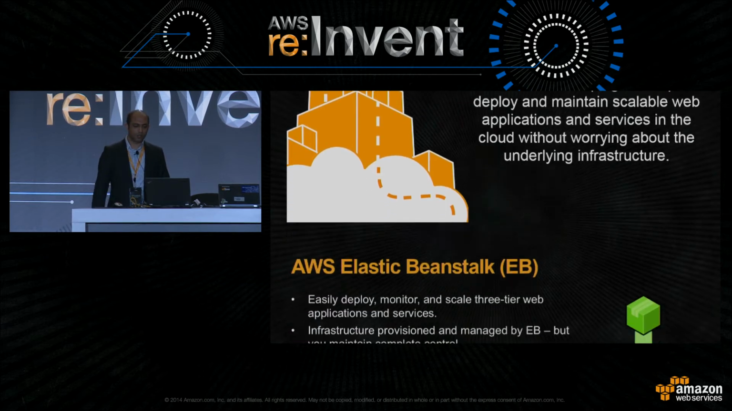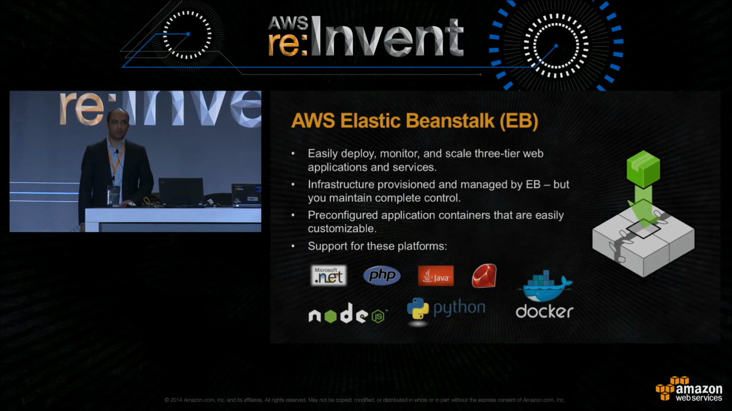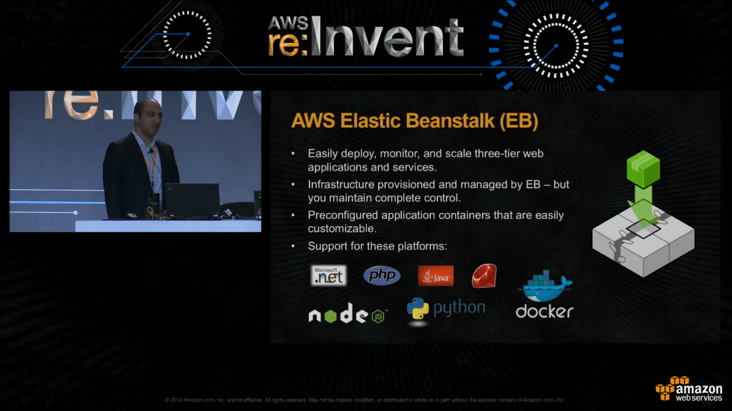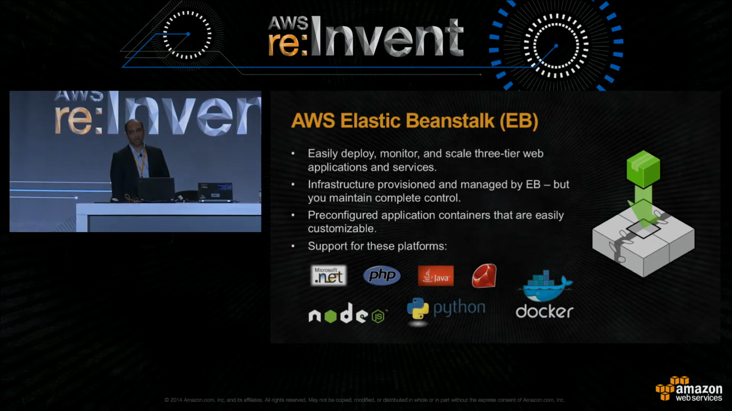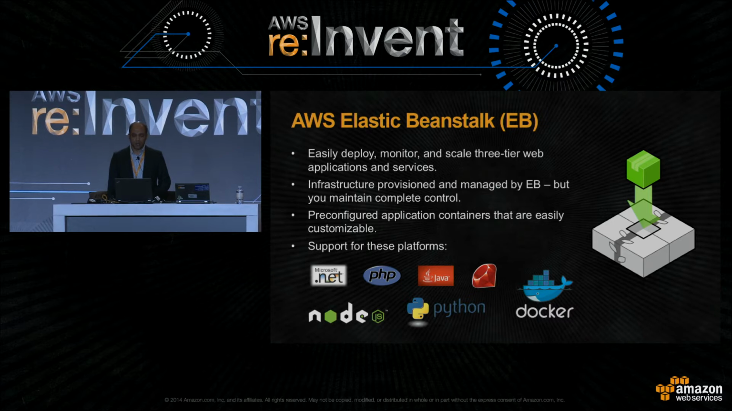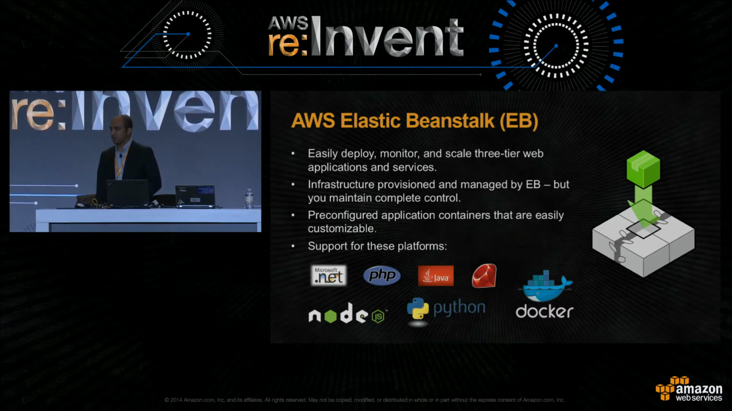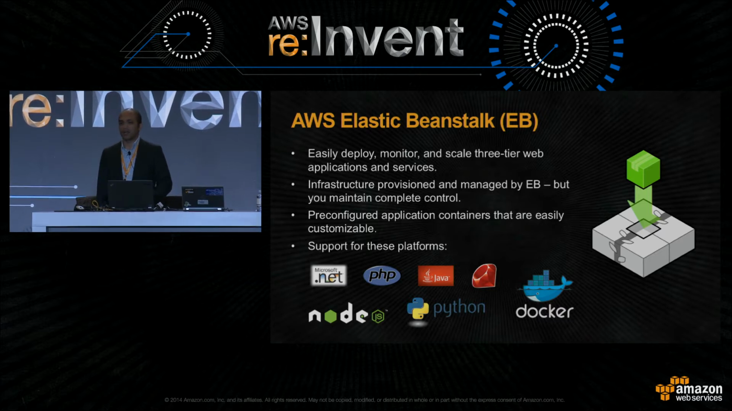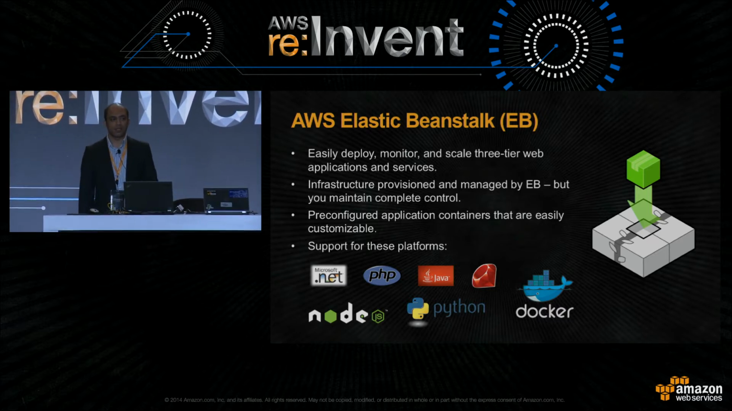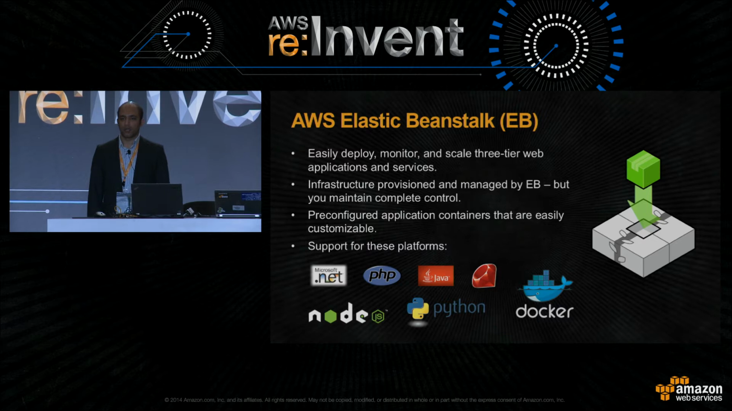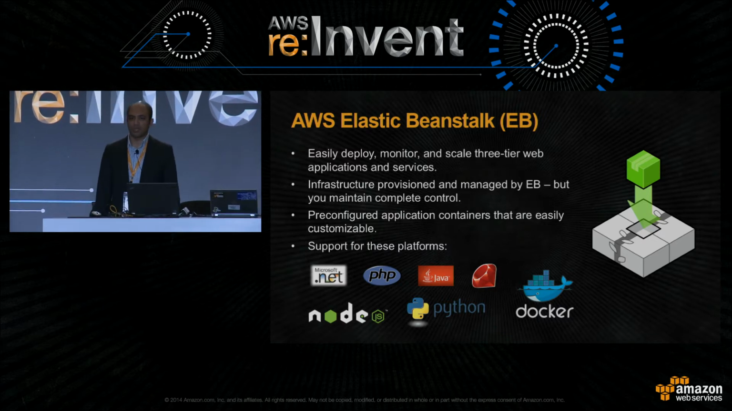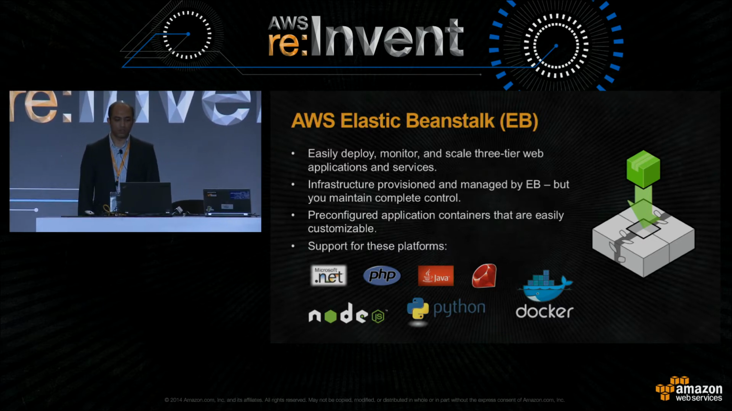We're going to start with what Beanstalk does for you. Elastic Beanstalk allows you to easily deploy, monitor, and scale 3-tier web applications and services. We provision the infrastructure, we manage the infrastructure, but at the same time, we provide you as developers complete control to customize that infrastructure or the application stack if you so choose.